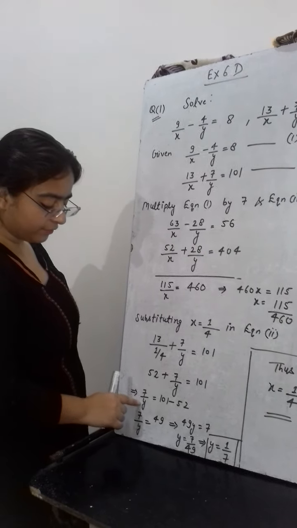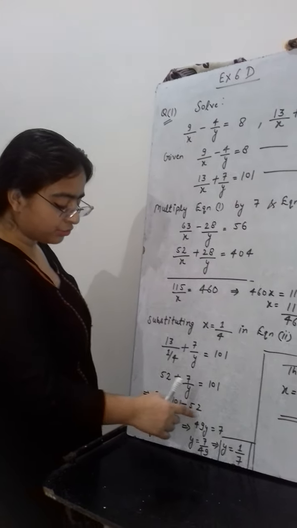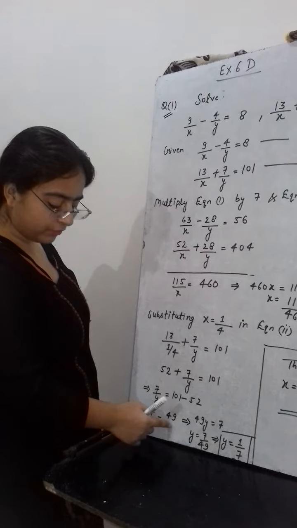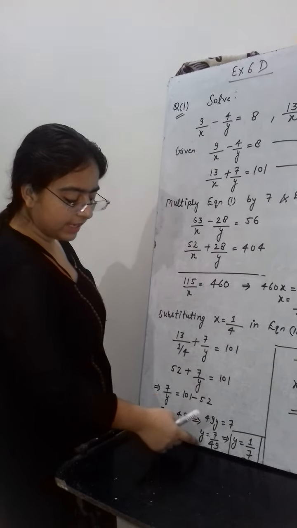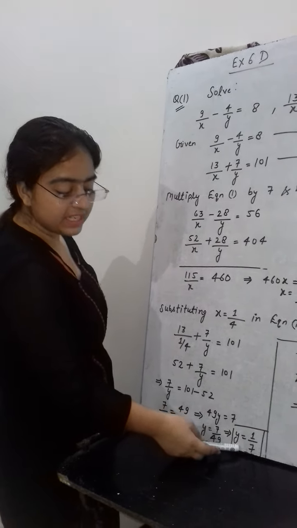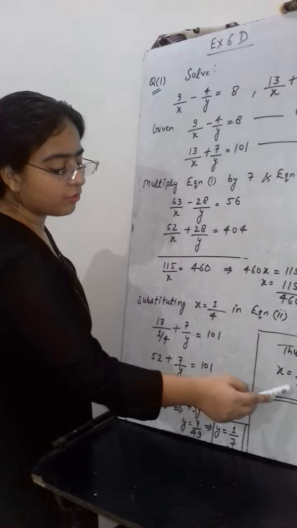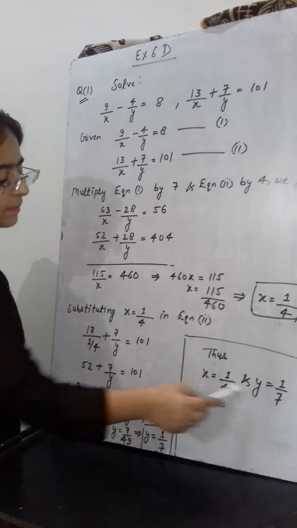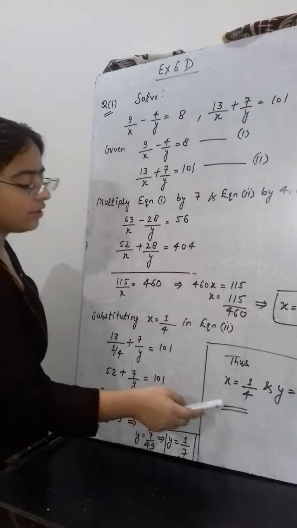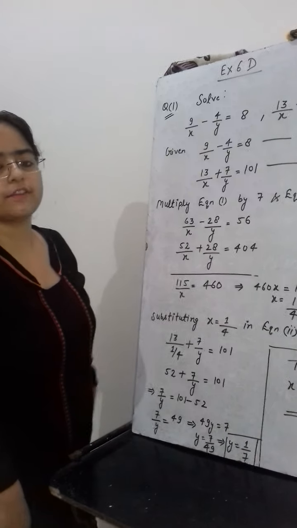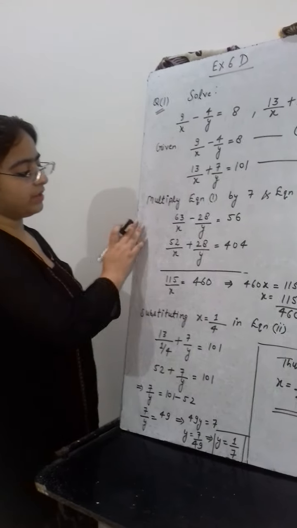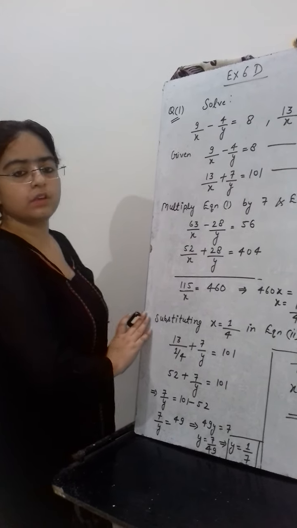Finally we get 7/y = 101 minus 52. 7/y = 49. On solving we get y = 1/7. So x = 1/4 and y = 1/7 is the answer for the variables used in the given equations. So in this way we have done question number 1.